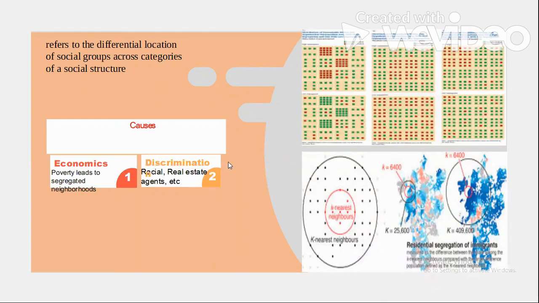Now, the second one is discrimination. What sort of discrimination? Racial, real estate agents, etc. Now, let us see about the racial. There can be various forms of racial discrimination.